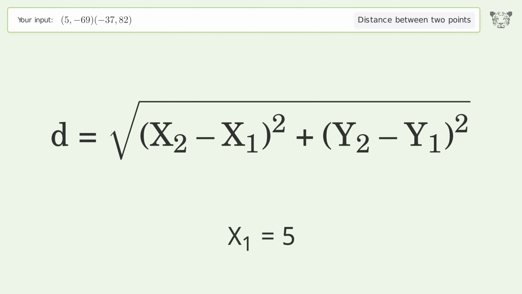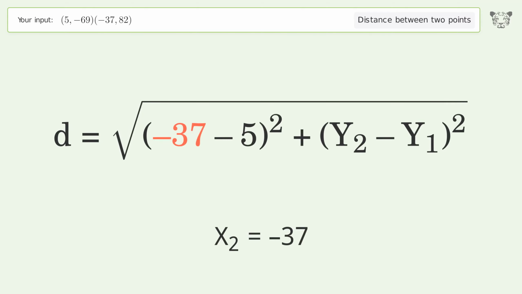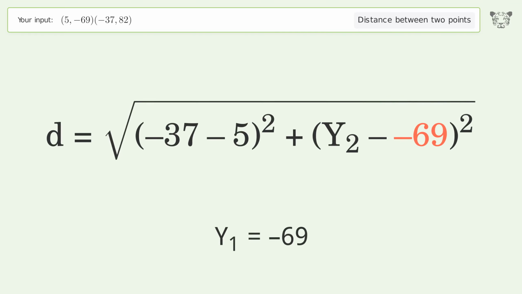x1 equals 5. x2 equals negative 37. y1 equals negative 69. y2 equals 82.